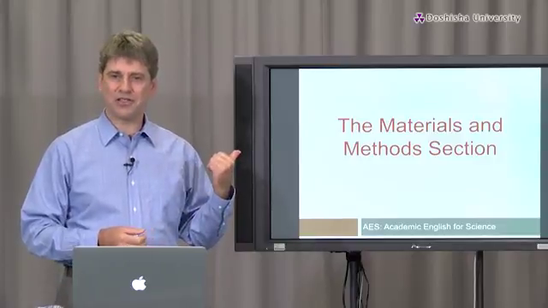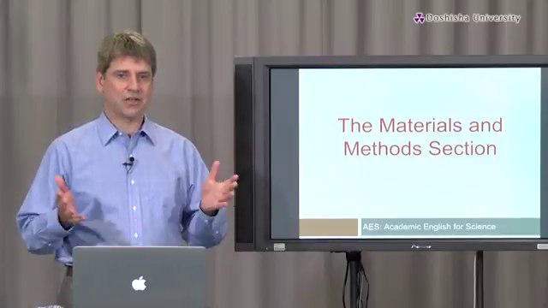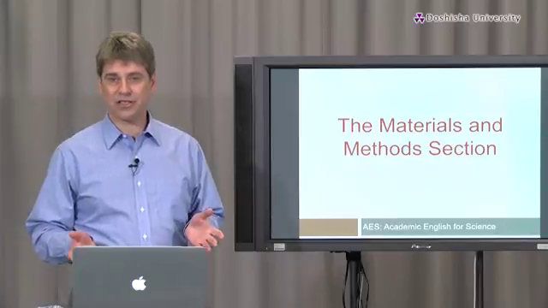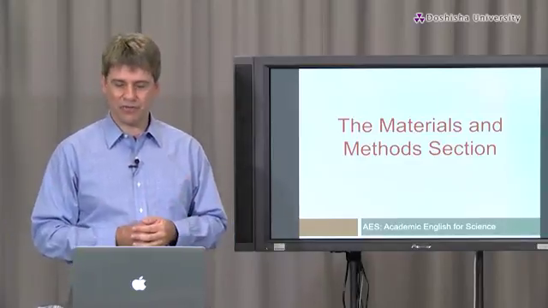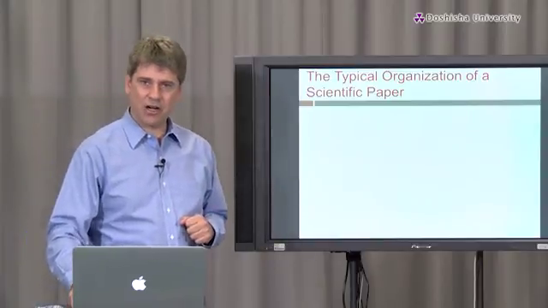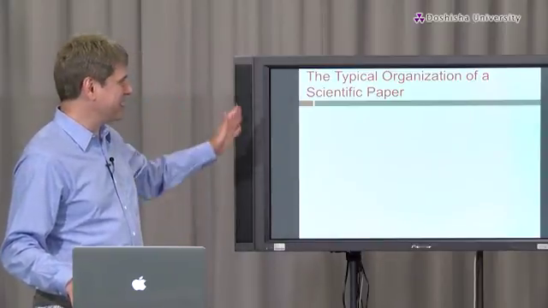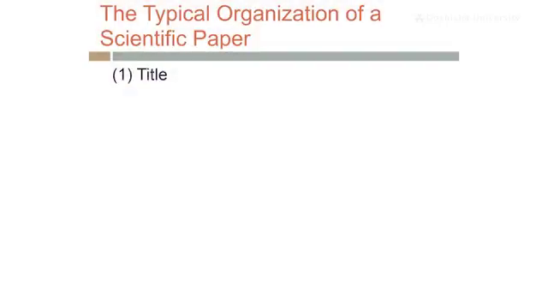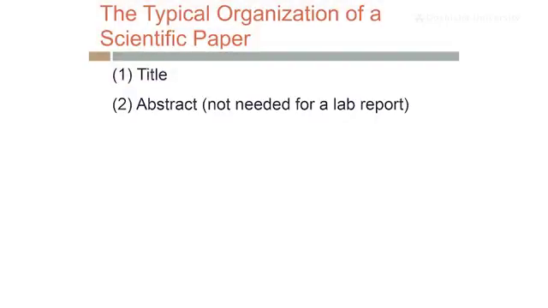It also applies to more serious scientific writing, so a master's thesis, a doctoral dissertation, or even an article for a peer-reviewed journal. As I've mentioned in some of the prior talks, and I'll keep mentioning in these talks, the typical organization of a scientific paper involves a title, followed by an abstract, which summarizes the entire paper. But if it's something very short, like a laboratory report, probably you do not need the abstract.